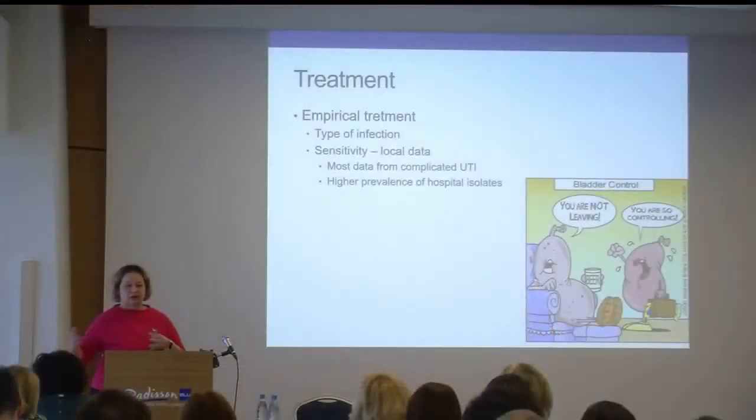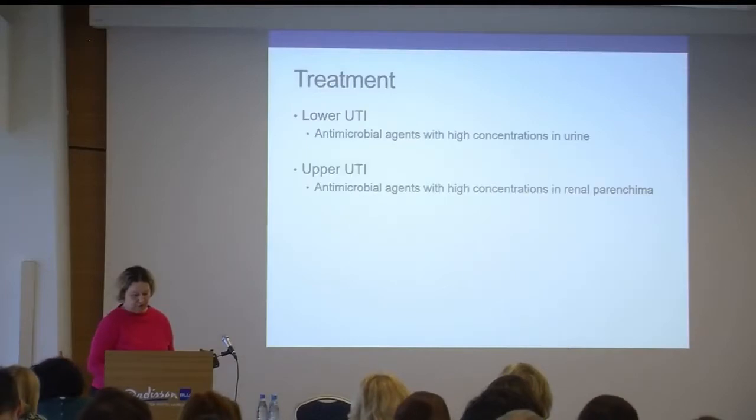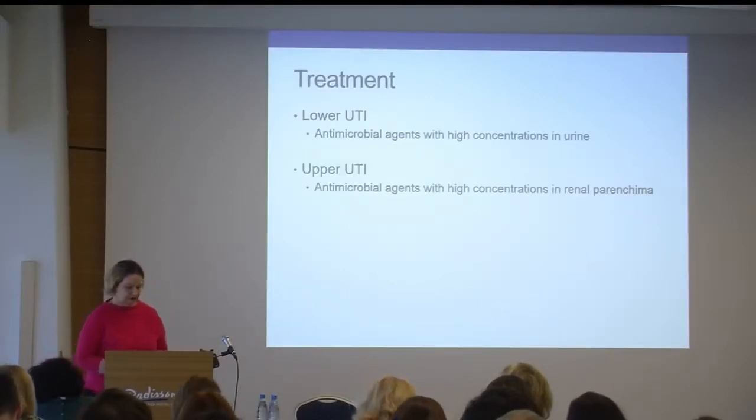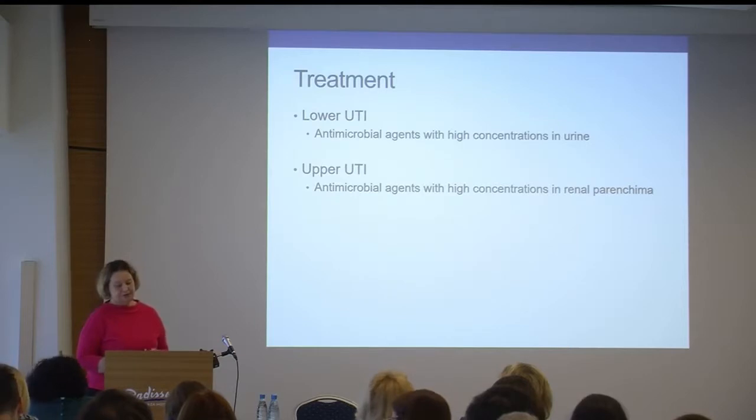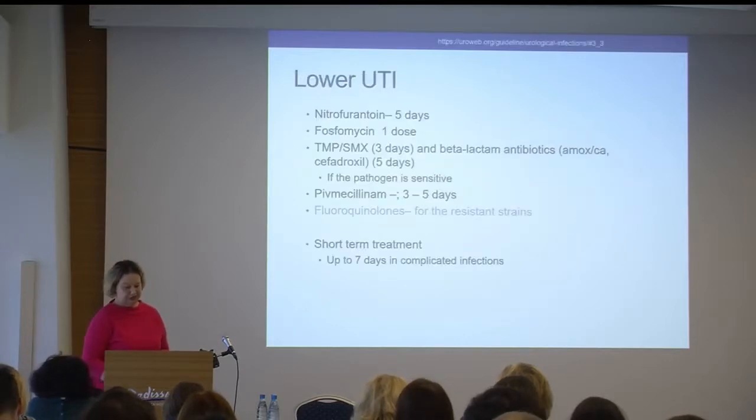Especially in our country, we have the majority of data from complicated urinary tract infections, and we have a higher prevalence of hospital isolates, so it is difficult to say that this is also true for the community. In lower urinary tract infections, you want antimicrobial agents with high concentration in urine, and in upper urinary tract infection, you want an antimicrobial agent which also achieves high concentrations in renal parenchyma.